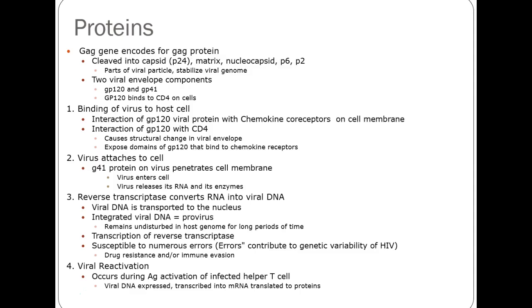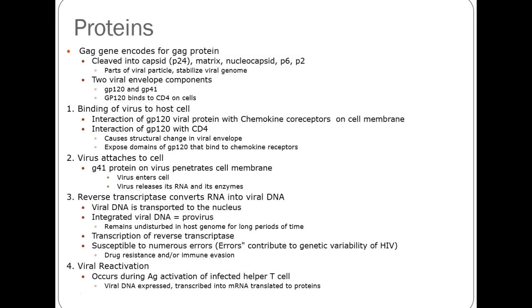So let's look at some of these proteins. The GAG gene encodes for a GAG protein, and this is cleaved into a P24, a matrix, a nucleocapsid, a P6, and a P2. Those are parts of the viral particle that stabilize the viral genome. Then there's a viral envelope that includes glycoprotein 120 and 41. The 120 is what binds to the CD4 on the cells. That's important to know.